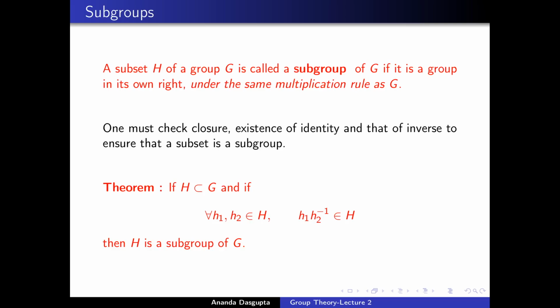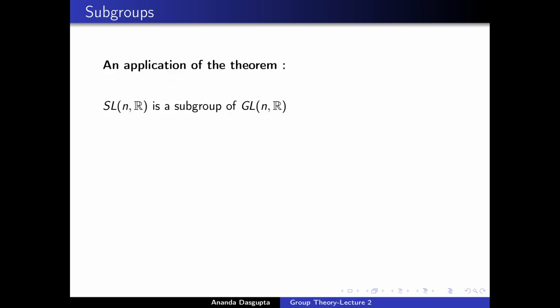Now, of course, this is a theorem, so it requires a proof. But before we go on and prove it, let me give you an example to show how useful this theorem can be. We will use the theorem stated just now to prove a result which we already know, that the group SL(N,R) is a subgroup of GL(N,R).